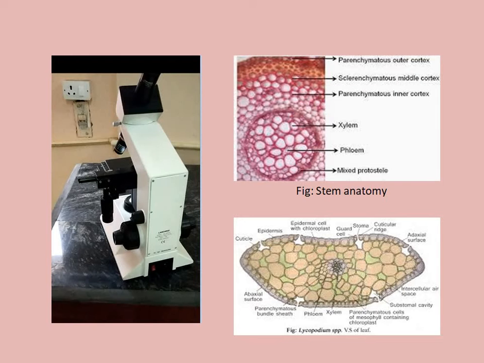Regarding the anatomy of the stem and root, when we go for TS, that is transverse section of the stem, initially the stem we see consists of a superficial epidermis, a broad cortex, and a central stele or vascular cylinder. The epidermis is the outermost layer, usually with thick cutinized outer walls. Stomata are also present in the epidermis.